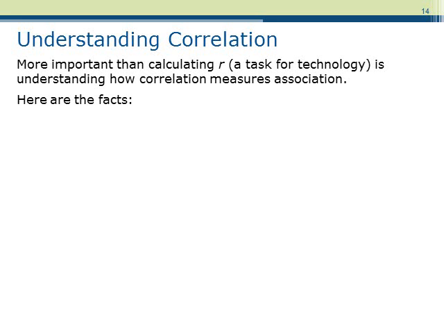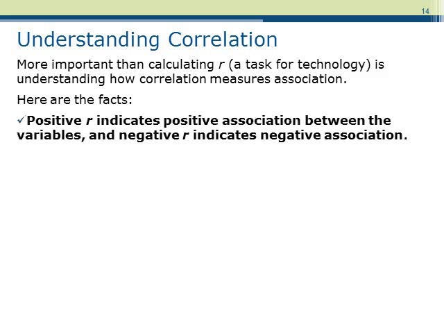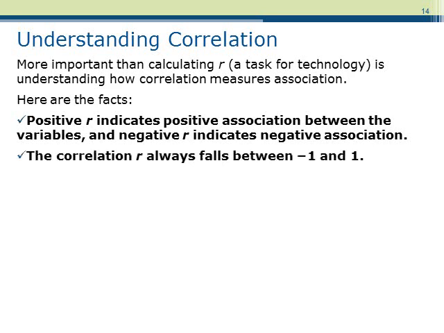So let's summarize some of the basic facts about correlation. Positive values of R indicate positive association, and negative values of R indicate negative association. The correlation will always fall between -1 and +1. The correlation equals -1 if all the points fall on the same line of negative slope. The correlation equals +1 if all the points fall on the same line of positive slope.